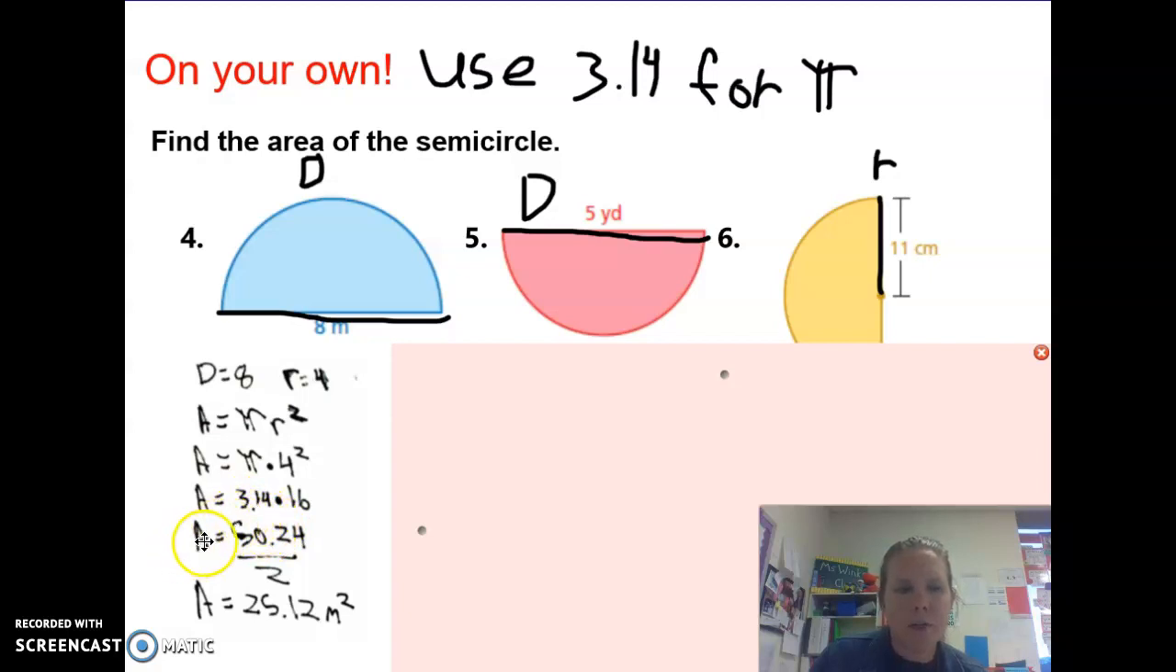Originally I get an answer of 50.24, but this is not an entire circle. This is only half your circle. So then just make sure to divide it by 2. Your final answer is 25.12 meters squared.